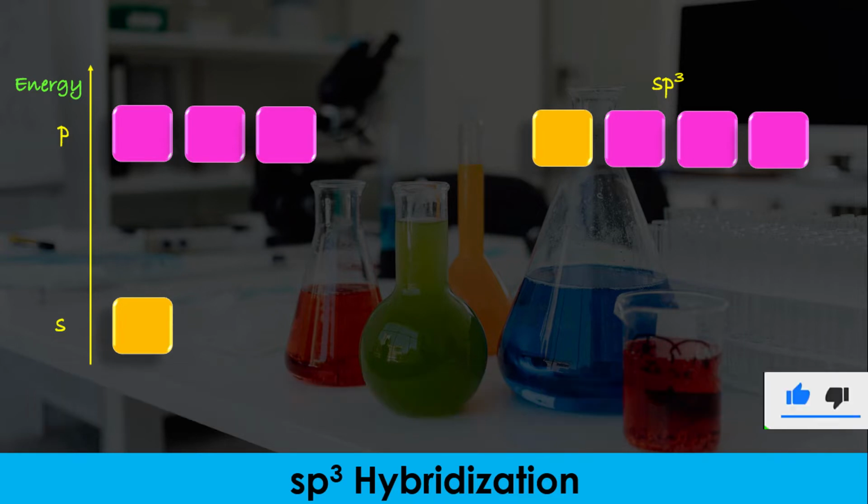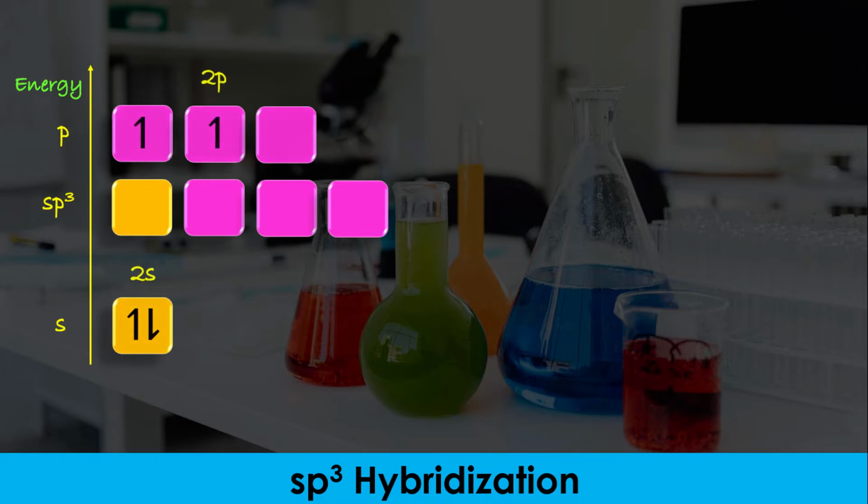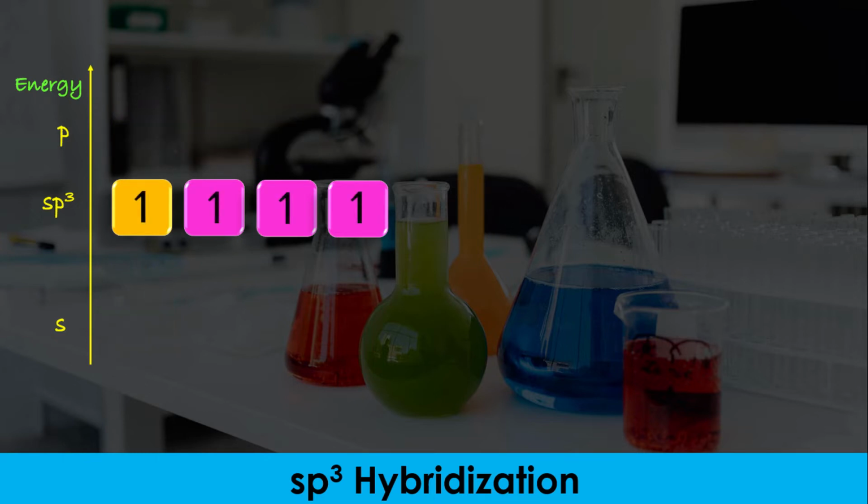So where exactly do you think they will be? Will they be closer to the s orbital or the p orbitals? Let's have your answers in the comment section. Since 3 out of the 4 hybrid orbitals are from the p orbitals, it means that the sp3 orbitals would be closer to the energy level of the p orbitals than that of the s orbital. Example is the hybridization of the 2s and 2p orbitals of carbon to form sp3 orbitals.